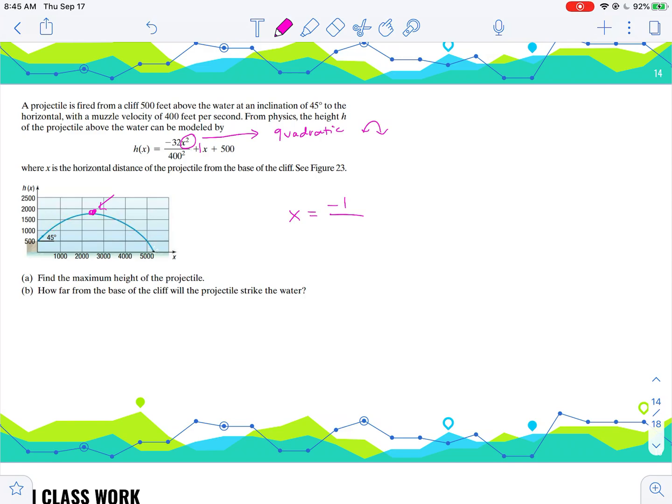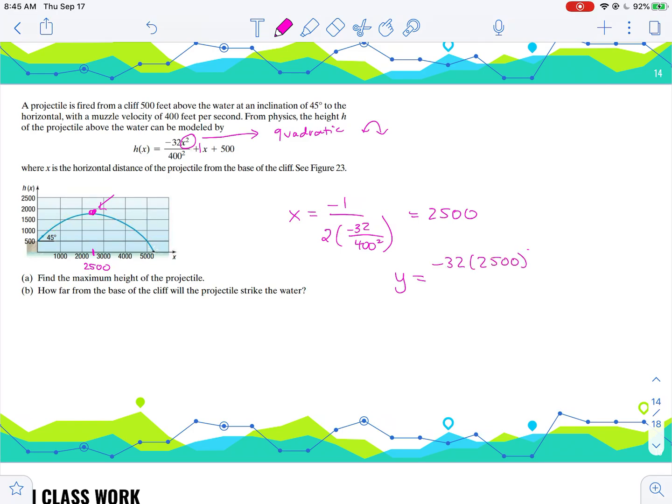x is going to equal the opposite of b, and in this case, b is 1 because it's 1x, so the opposite of b is negative 1, over 2 times the a. Well, a is going to be negative 32 over 400 squared. Now if I use a calculator, 2 times negative 32, divided by 400 squared, I get a small number, and then I take negative 1 divided by that, and I get 2,500. So the x coordinate for the vertex is 2,500, which looks accurate based on the graph. That looks to be about 2,500 right there.